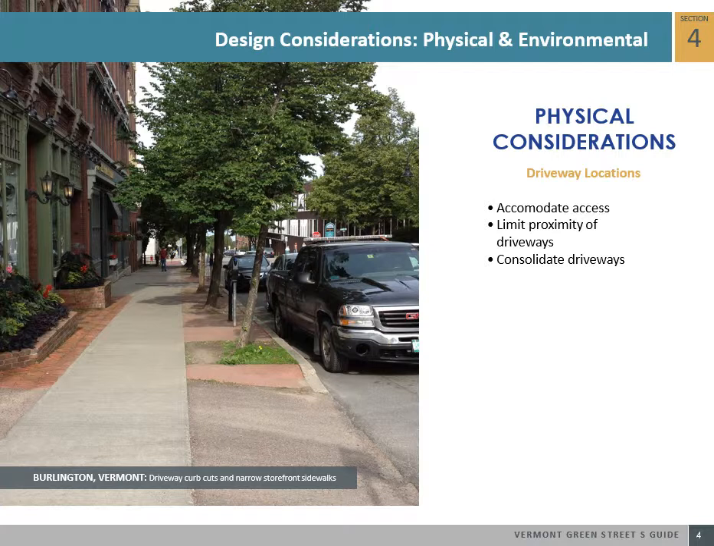Like any street, green streets must accommodate access to residential and commercial driveways. However, closely spaced driveways limit opportunities to implement green street design elements by breaking up linear green buffers while posing increased risk for pedestrians and cyclists. Consider an access management plan that consolidates closely spaced driveways and incorporates adequate areas for vehicles to safely enter and exit without damaging adjacent stormwater landscaping.